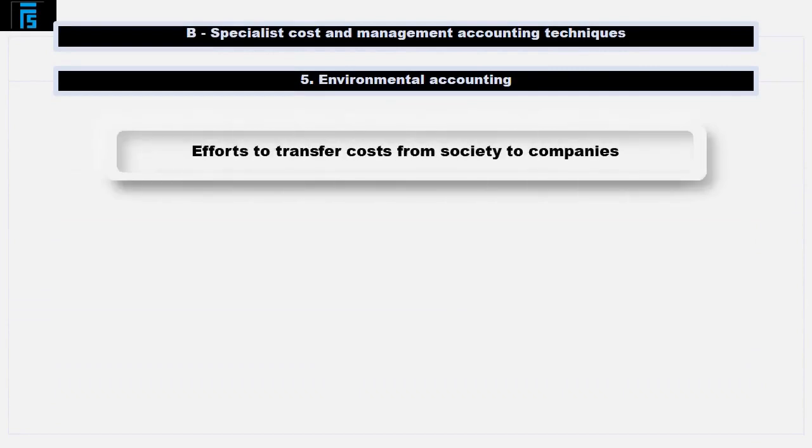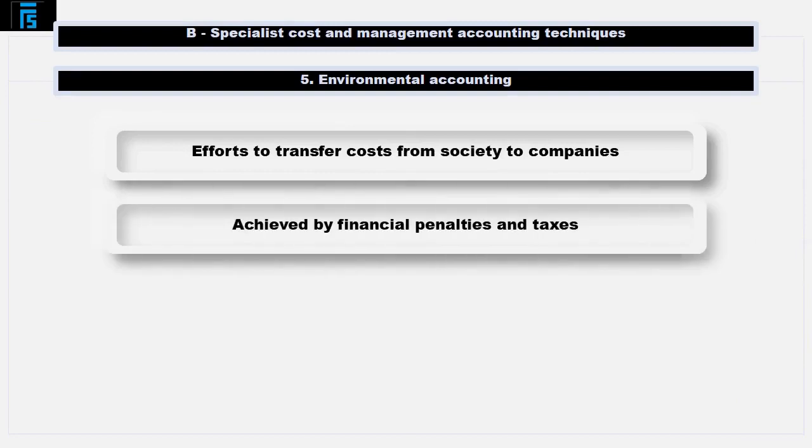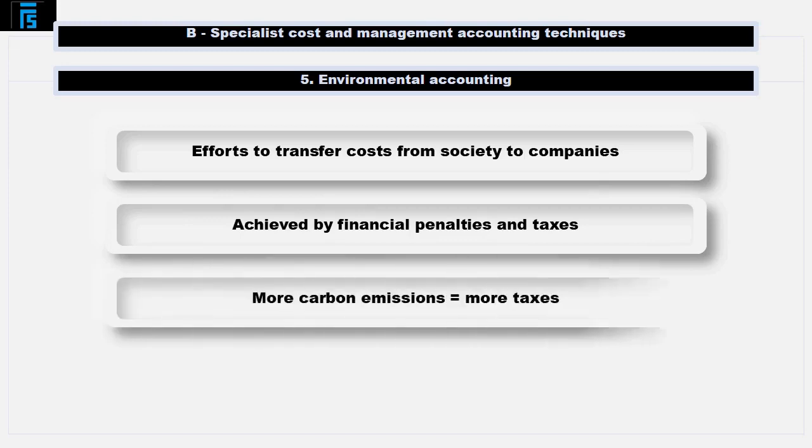In recent times, governments have been trying to transfer such costs to the companies responsible for generating them. In other words, trying to convert external costs to internal costs. This is usually achieved by way of imposing financial penalties or increasing taxes. Increased carbon emissions from a company's manufacturing plant, for example, may result in a corresponding increase in tax payable by that company.